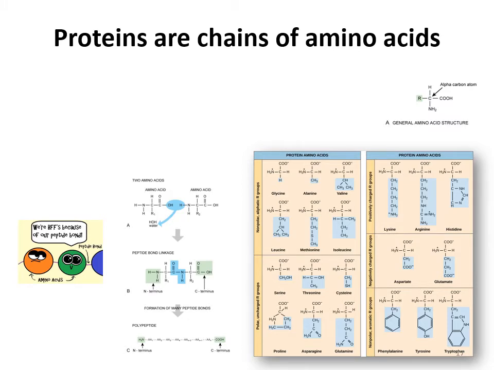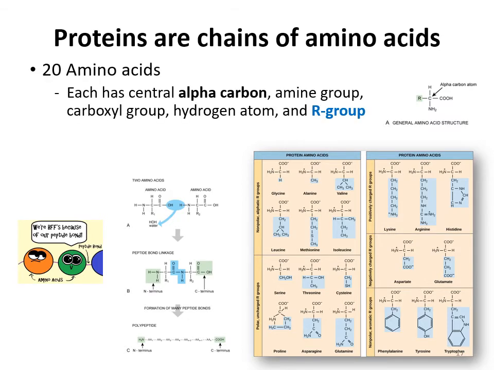Now, when we talk about proteins, it's important to know that they are made up of what's called amino acids. And there are 20 amino acids. And what's significant about the amino acids is that they each have a unique R group. And the R group is their functional group, just like we talked about functional groups earlier. So when you think about these different functional groups, the significance is that the R group can have different properties.